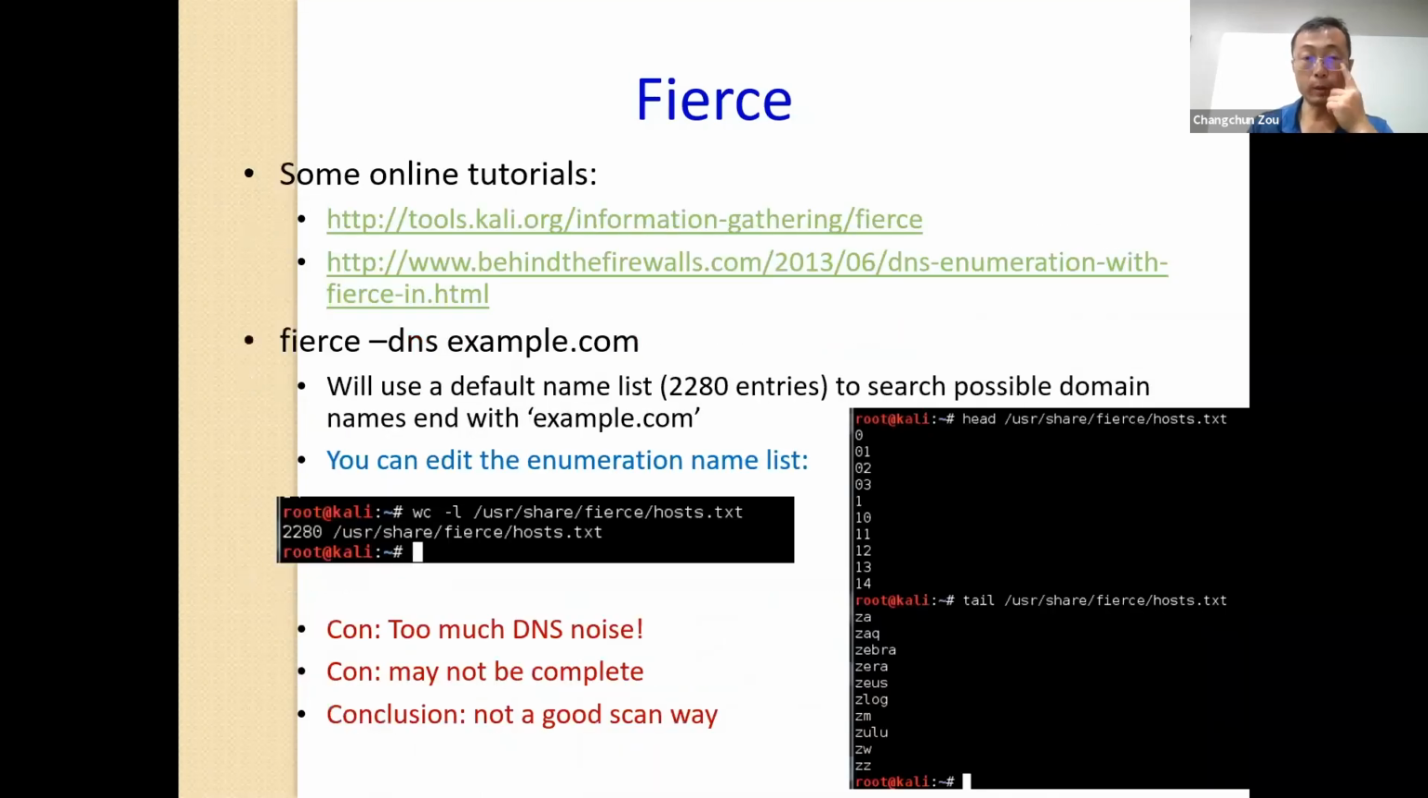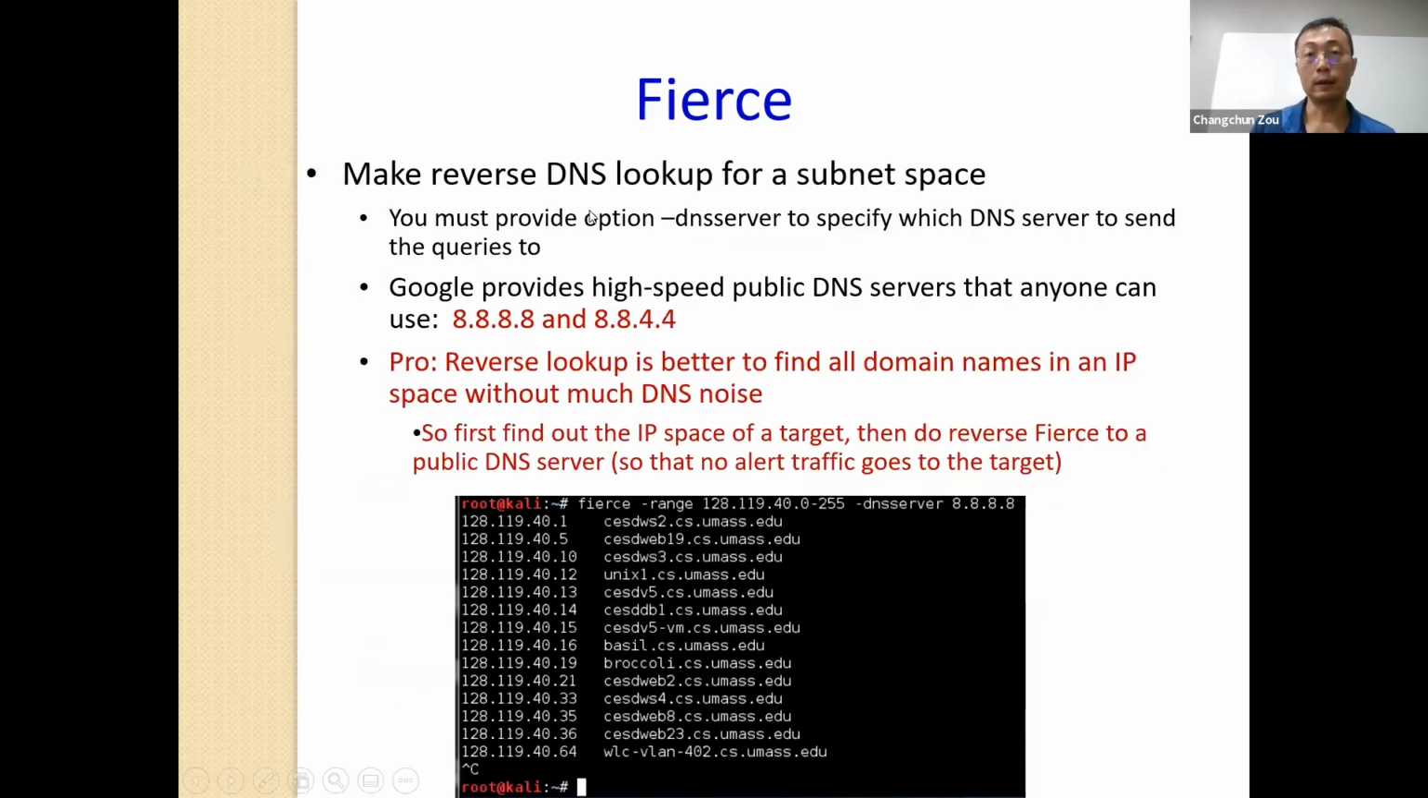So let me explain the good use of fierce, not using this direct way, because there's no advantage, only disadvantage. Too much DNS noise, and it may not be complete, like password guessing, where you can find maybe one or two, but not that much. So it's not a good scan way. On the other hand, it has a reverse DNS lookup way, which is very good for an attacker to get information. I will show how you can do that.